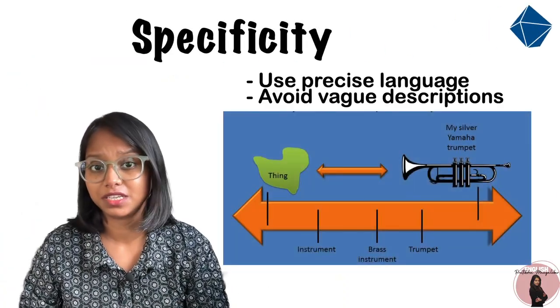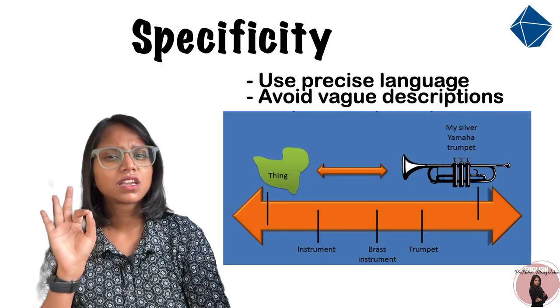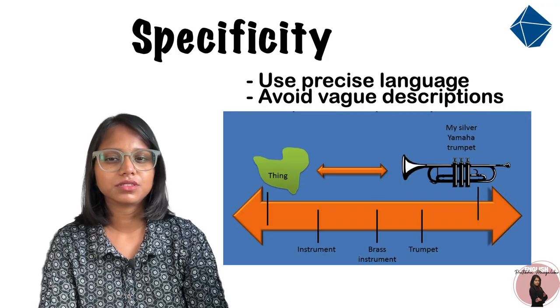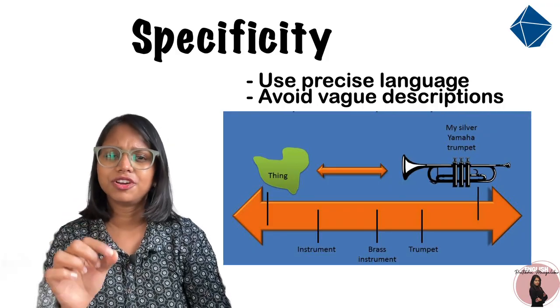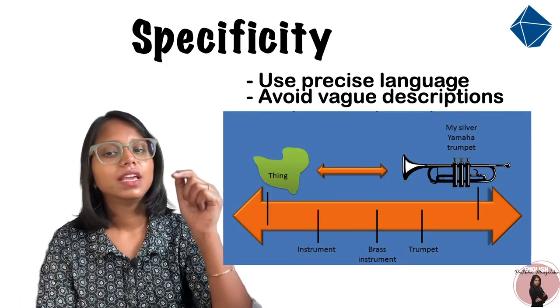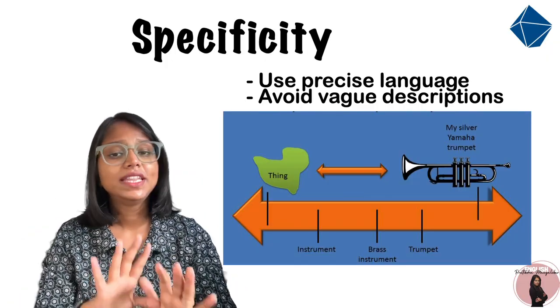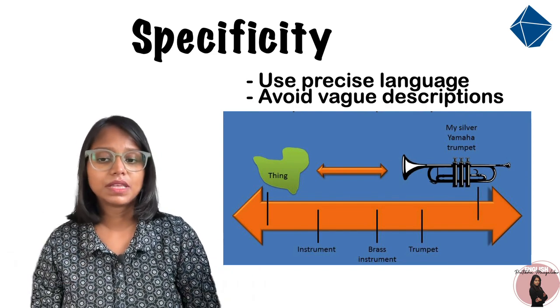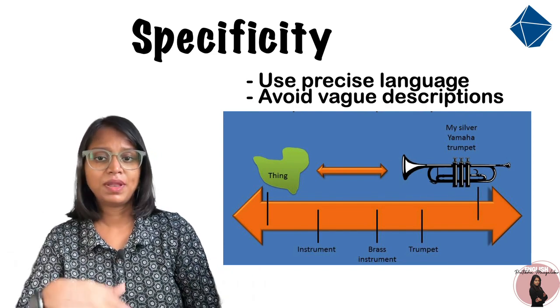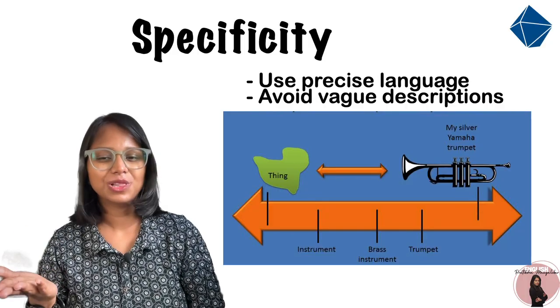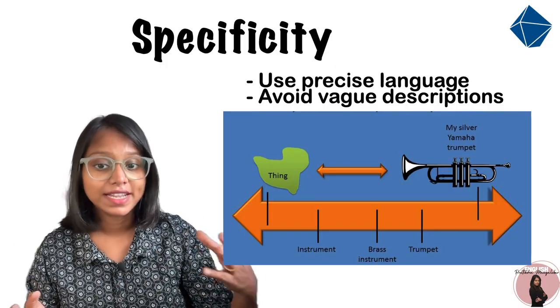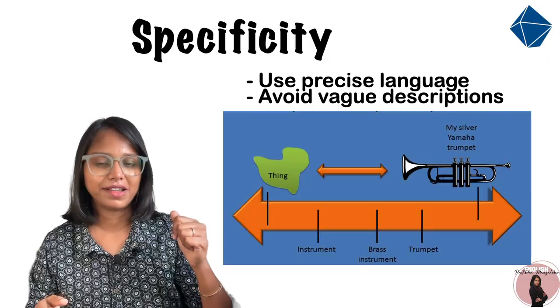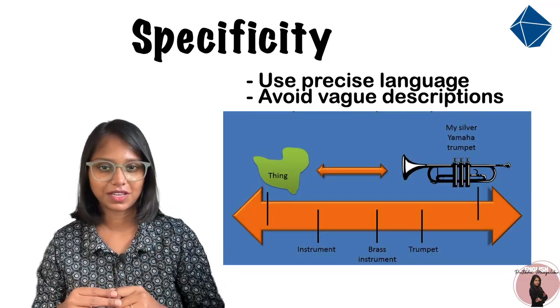Third is specificity. Specificity is the key to crafting vivid descriptions. Use precise language and paint a clear picture in your reader's mind. We need to avoid vague descriptions. For example, this is a very good example given on the screen. I will tell you, bring that thing. What is thing? You will not understand, right? What if I tell you, go bring that trumpet? Yes, that is more specific now.